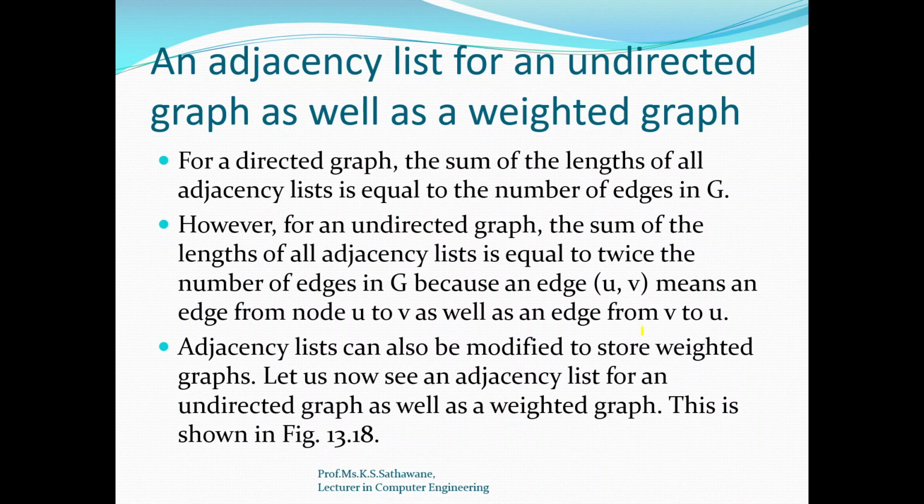An adjacency list for an undirected graph as well as a weighted graph can be implemented. For a directed graph, the sum of the lengths of all adjacency lists is equal to the number of edges in G. However, for an undirected graph, the sum of the lengths of all adjacency lists is equal to twice the number of edges in G, because an edge (u, v) means an edge from node u to v as well as an edge from node v to u. Adjacency list can also be modified to store a weighted graph. Let us now see an adjacency list for an undirected graph as well as a weighted graph.